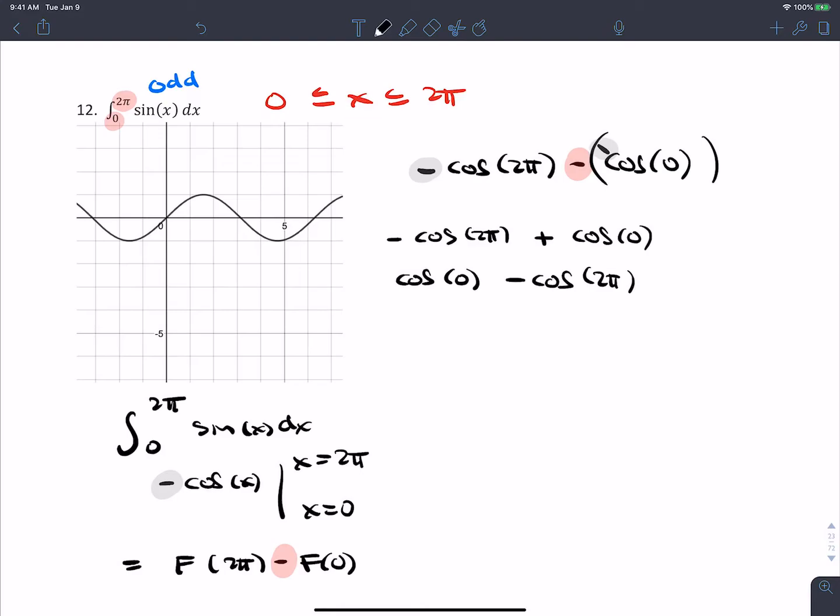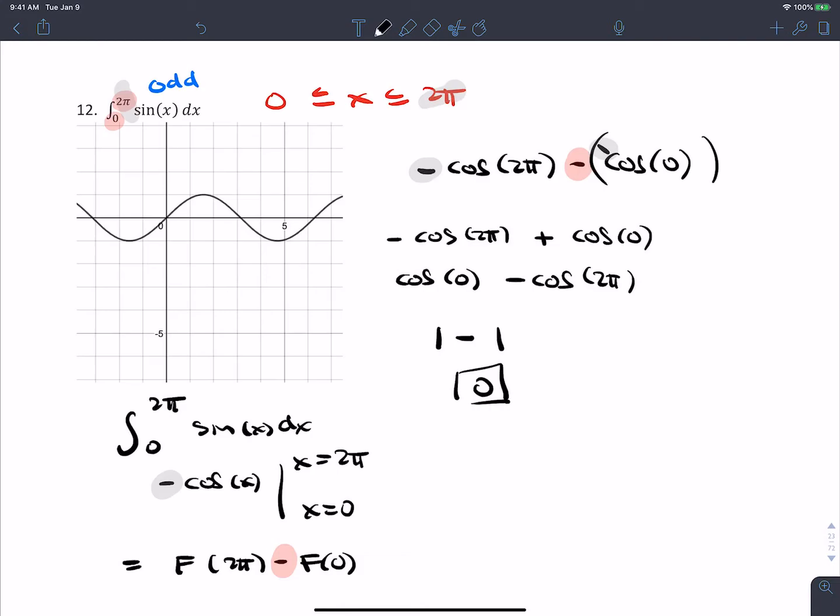Yes? Is it minus 2 pi? No, it's positive 2 pi, right? Positive 2 pi right here. And anyway, what's cosine of 0, by the way? 1 minus, what's cosine of 2 pi? Is that also 1? Double check. Is that difference 0? Yeah.